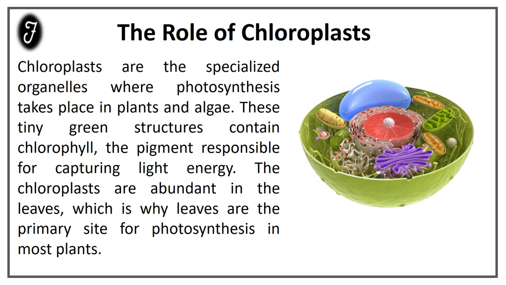Chloroplasts are the specialized organelles where photosynthesis takes place in plants and algae. These tiny green structures contain chlorophyll, the pigment responsible for capturing light energy. The chloroplasts are abundant in the leaves, which is why leaves are the primary site for photosynthesis in most plants.